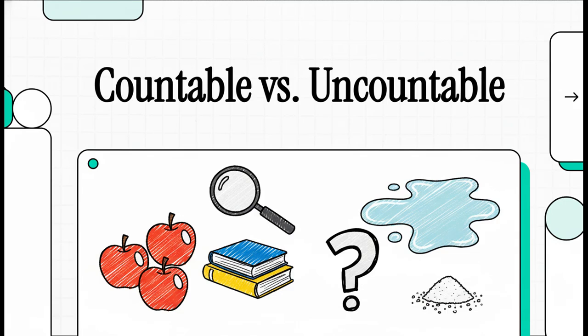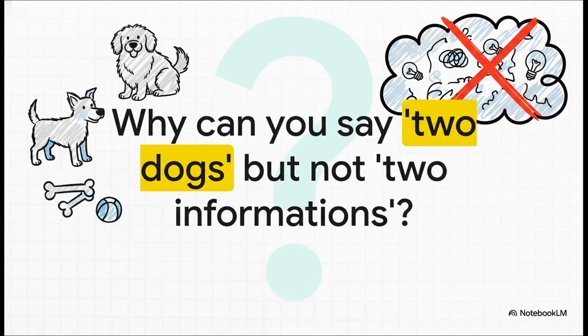Welcome! In this explainer, we're going to crack one of English grammar's most common puzzles, the whole curious case of countable and uncountable nouns. Have you ever stopped and wondered about this? Why does "two dogs" sound totally fine, but "two informations" just sounds wrong? It seems so simple, but it trips up a ton of people. By the end of this, you're going to know exactly why this happens and how to nail it every single time.